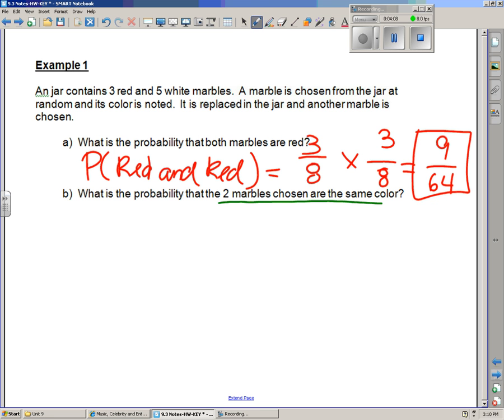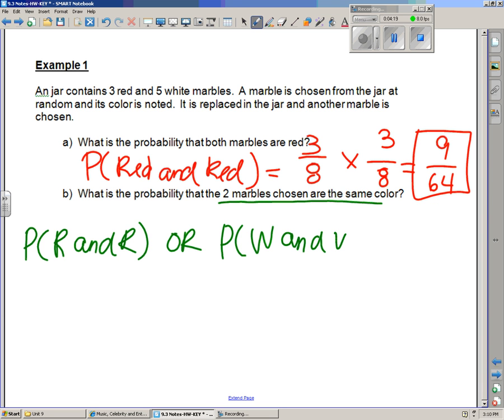What's the probability that the 2 marbles chosen are the same color? Well, if they're the same color, what that means is the probability of getting a red and then a red again, or the probability of getting a white and then a white. Okay, don't forget the words and or.